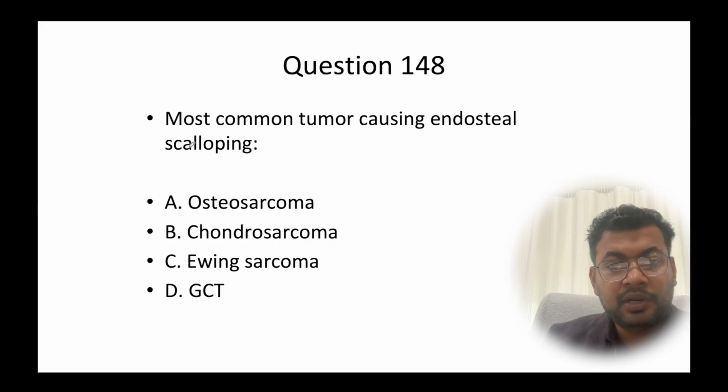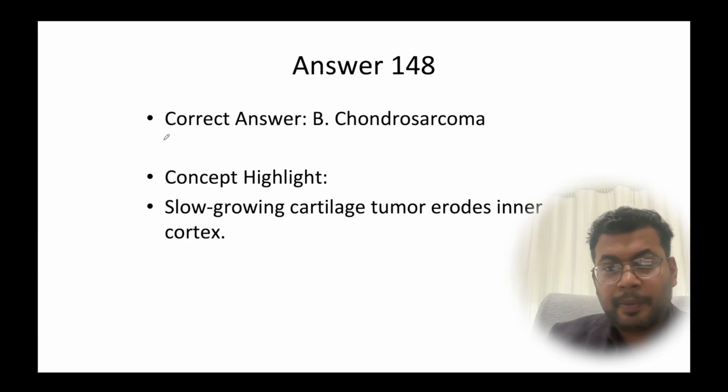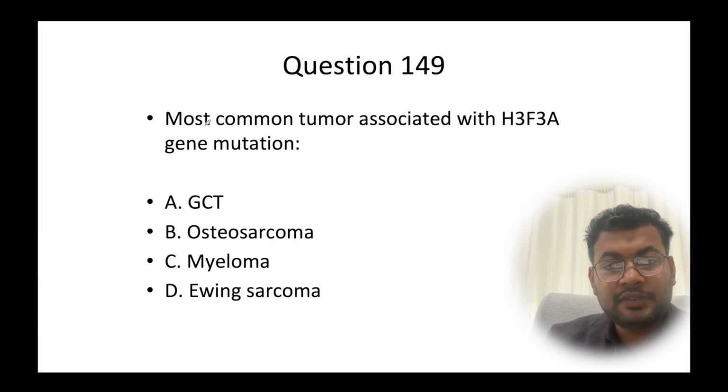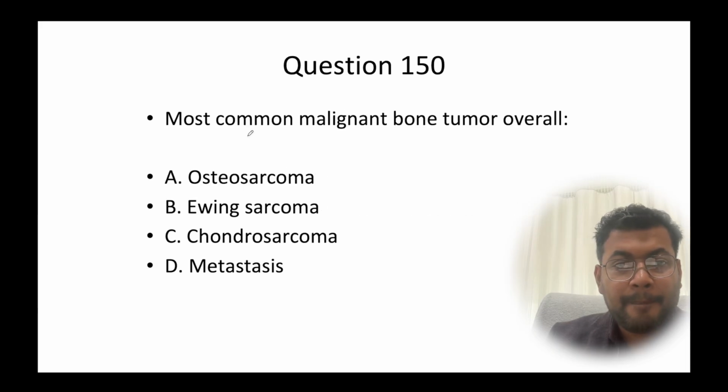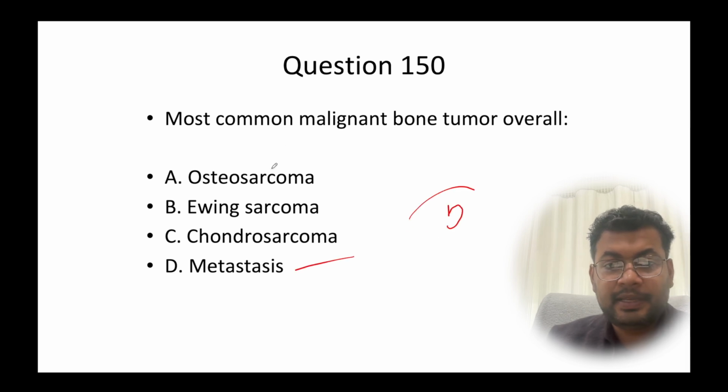Most common tumor causing endosteal scalloping is a cartilaginous tumor, that is chondrosarcoma in these options. Most common tumor associated with H3F3, we have already seen GCT. Most common malignant bone tumor overall is metastasis, D.